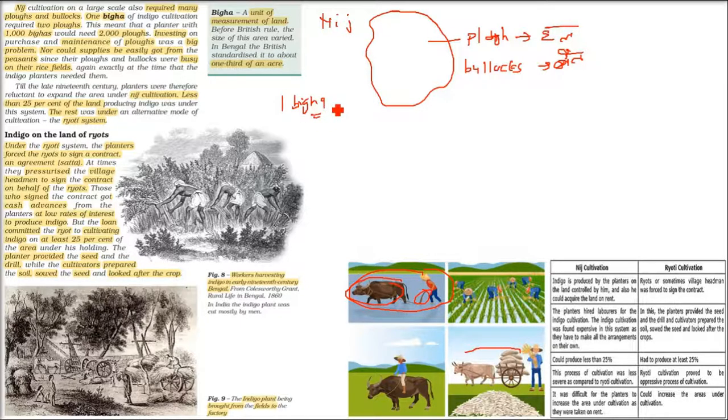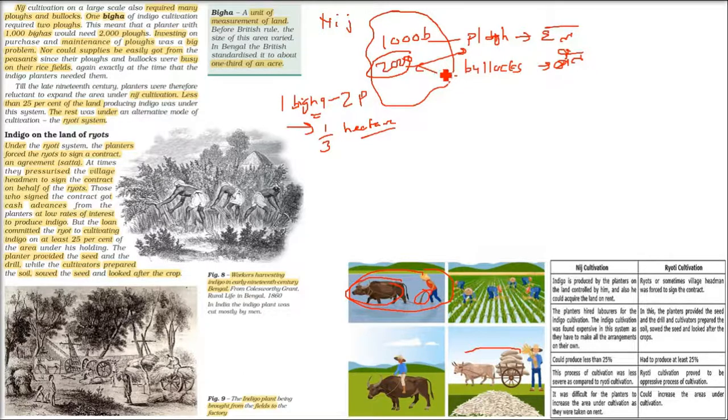The measurement unit of land at that time was bigha. Today also it's bigha. It is around one third of a hectare. A hectare is 100 by 100 meters. So one third of the hectare was a bigha. Now assume that for 1 bigha, 2 ploughs are required to do the cultivation, to prepare the soil, to till the land. For 1,000 bighas, because plantation means 1,000 bighas, 2,000 ploughs are required.